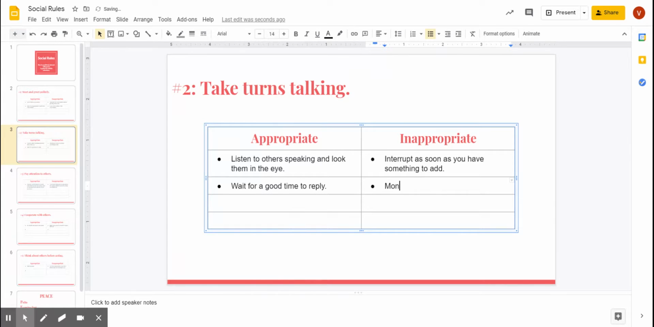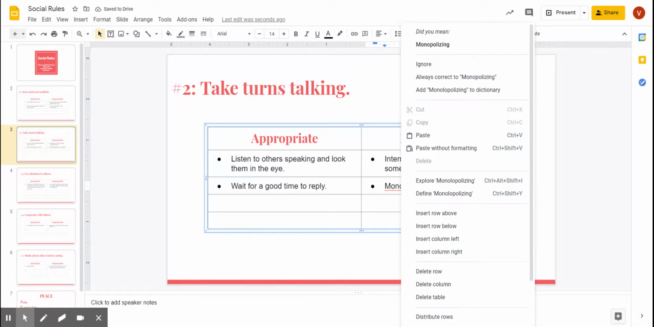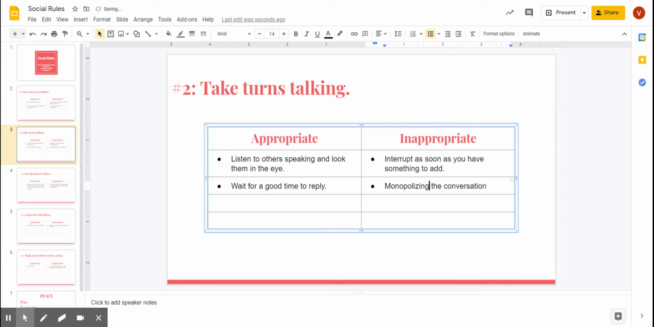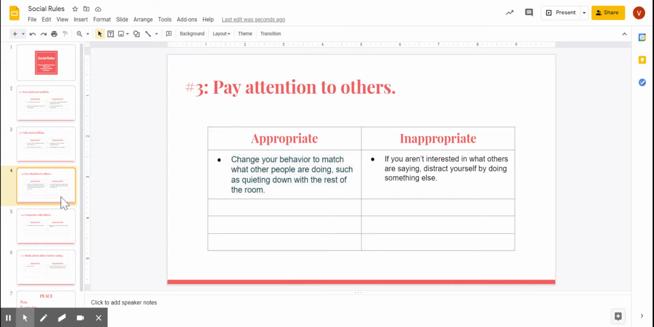Good. That's called monopolizing conversation. Good. Monopolizing the conversation. Just because you know a lot doesn't mean that you want to be the only one talking during your conversation. Let's move on to 3.